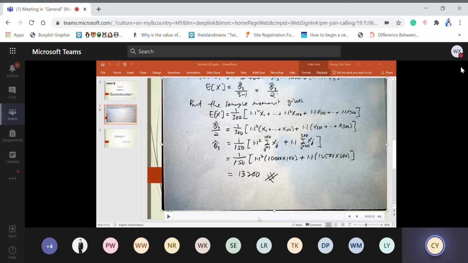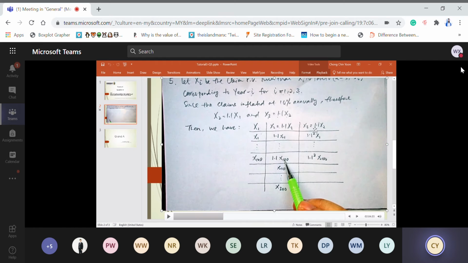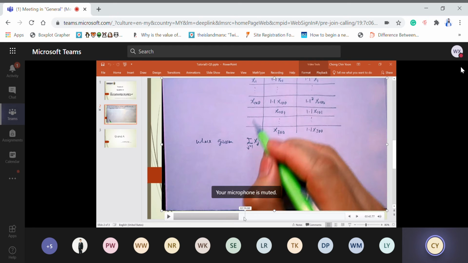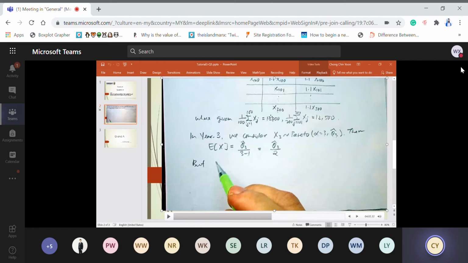So for this problem, as I said, you need to get the third year data for the claims after the 10% inflation. Once you have the data in year 3, then you can use the information from the question. Here you have to take note that the average is 10,000, not the summation. Some students put the summation of X for year 1 as 10,000. That's wrong. You need to take the summation divided by n, which equals 10,000. Similarly for year 2, it is also the same.